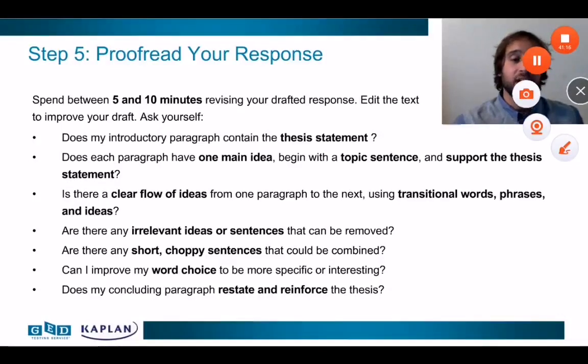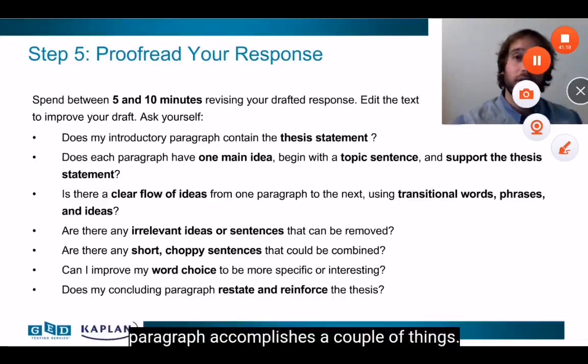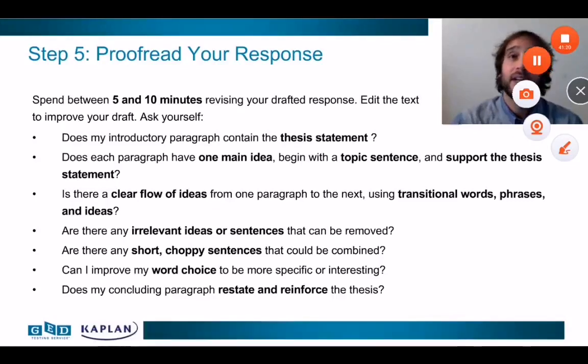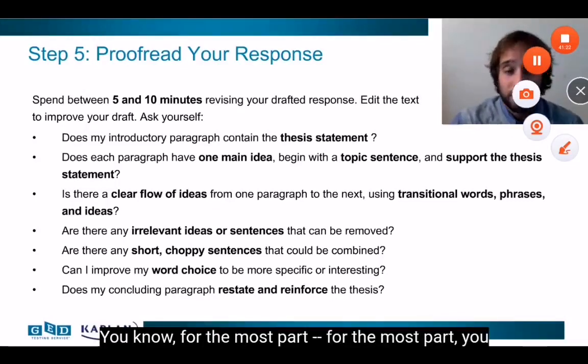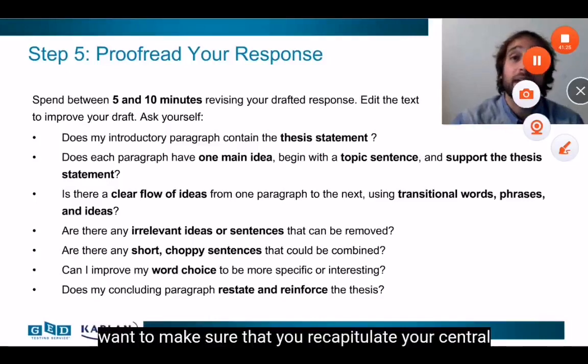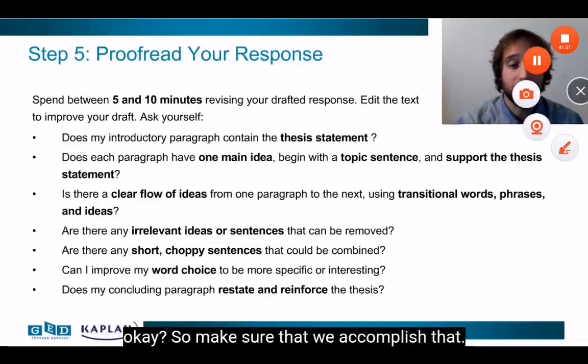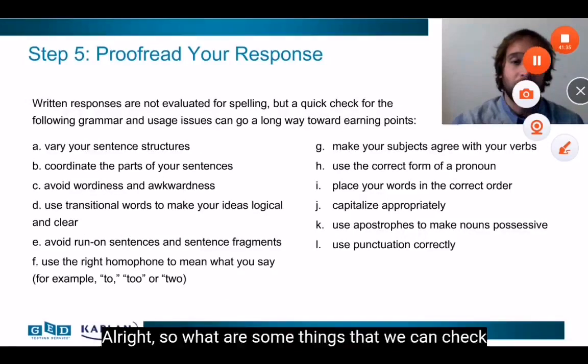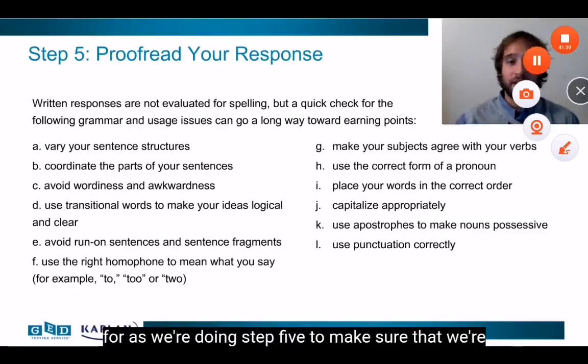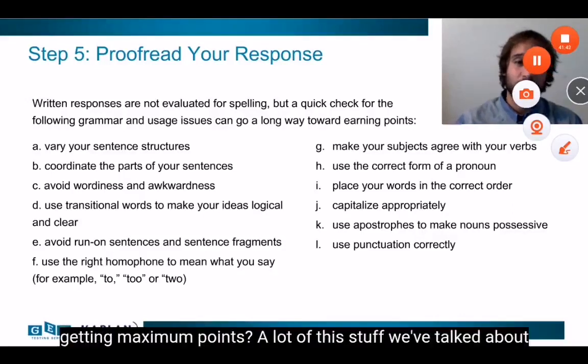Okay. Of course, you want to make sure your concluding paragraph accomplishes a couple things. For the most part, you want to make sure that you recapitulate your central idea, that you restate, that you reinforce your core thesis. Okay. So make sure that we accomplish that. All right, so what are some things that we can check for as we're doing step 5 to make sure that we're getting maximum points?